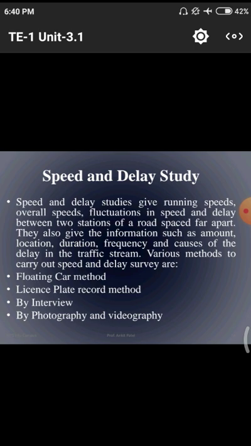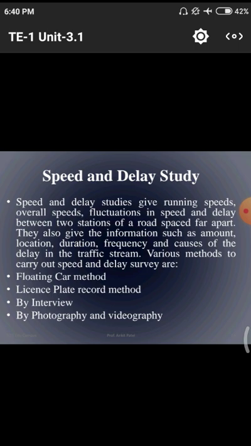Next one, speed and delays. We are having some amount of points. Speed and delay studies give running speed, overall speeds, fluctuations in the speed, delay between two stations spaced far apart. That means far means the gap between the 2 points is very large. Nearer means very small. Far means very large.